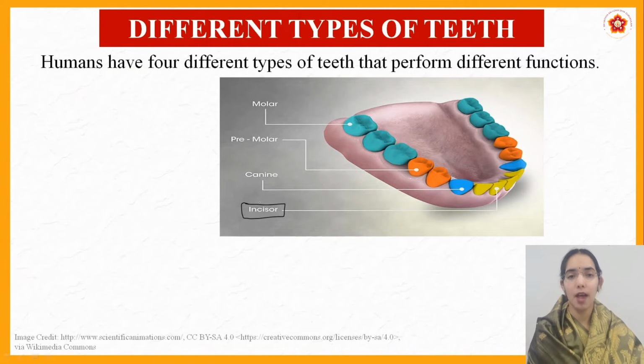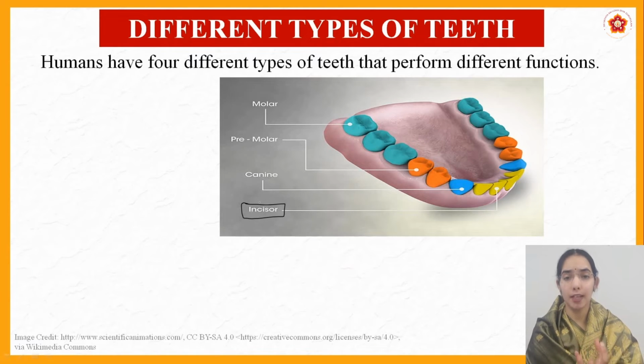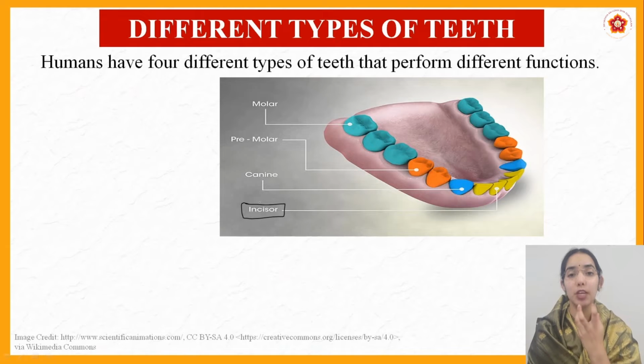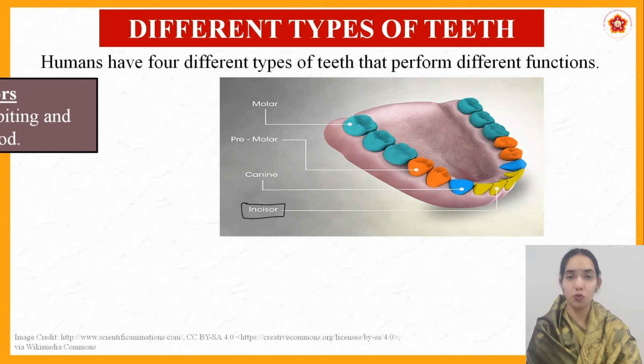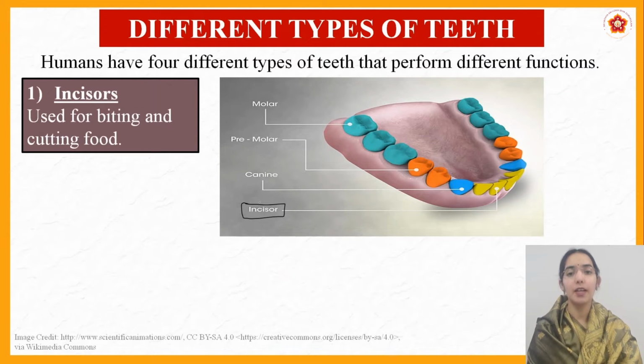Imagine you have an entire apple with you and now you want to eat that apple. So what you will do with that apple is bite it. So for biting, which teeth will you use? You will bite that entire apple with your incisors. You will use your incisors to bite a piece out of that apple. So incisors are used for biting and cutting food.